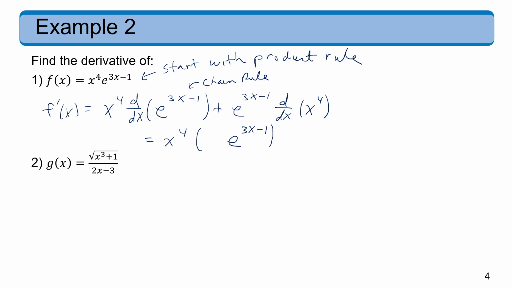But then there's an extra factor, and that's the derivative of the inside part. So we need the derivative of 3x minus 1. And that's an easy derivative, right? It's 3 minus 0, which is just 3. So I'm going to put that in front.